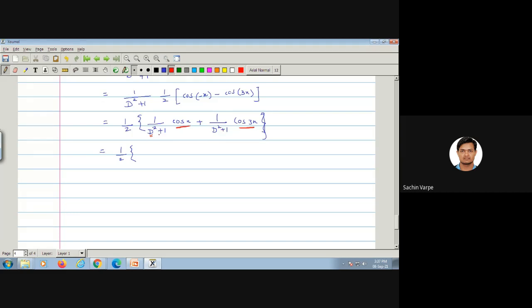So when I replace D square by minus 1, as it is the case of failure, what do we do? We multiply by the independent variable, that is x times 1 upon phi dash, the derivative of the denominator. That is 2D, cos x, plus 1 upon minus 3 square, minus a square, so minus 9 plus 1, cos 3x.